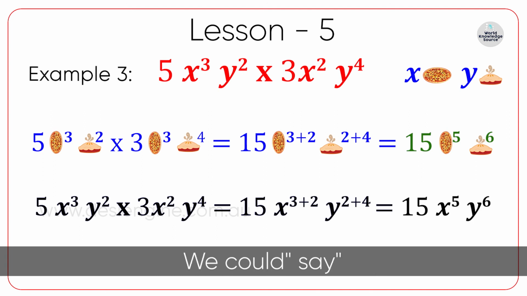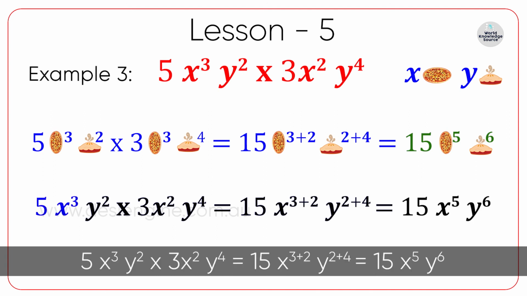We could say 5x power of 3, y power of 2, multiply 3x power of 2, y power of 4, is 15x power of 3 plus 2, y power of 2 plus 4, equal to 15x power of 5, y power of 6.